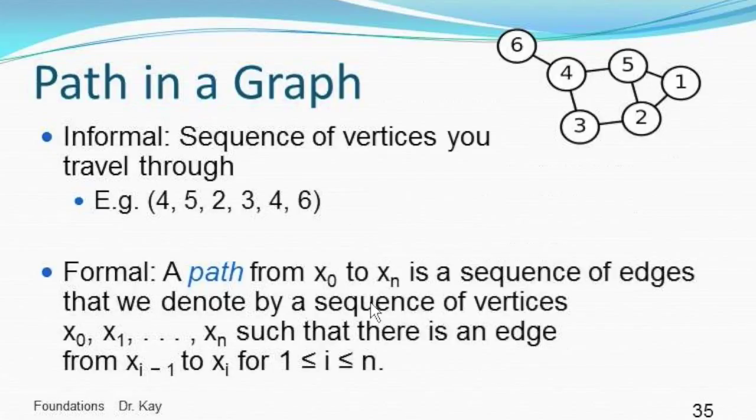And the formal definition is simply that we have a sequence of edges that we denote using a sequence of vertices, x0, x1, and so on all the way up to xn, so that we know that for every pair from x sub i minus 1 to the next one, x sub i, there's an edge in there. And if you look at 1 less than or equal to i less than or equal to n, you'll see that this gives us all the edges.